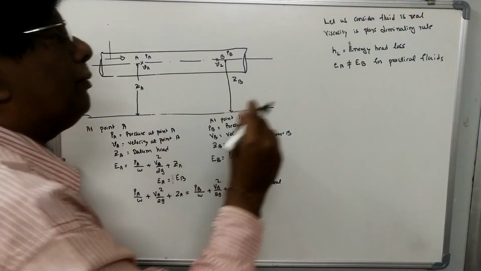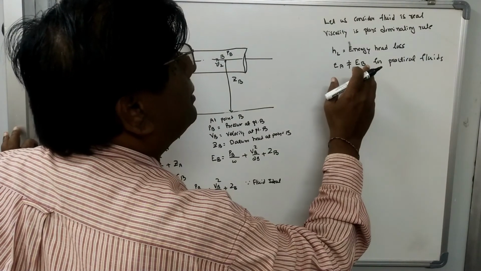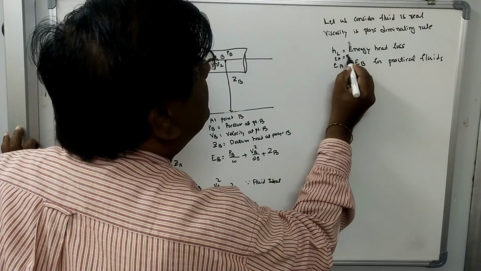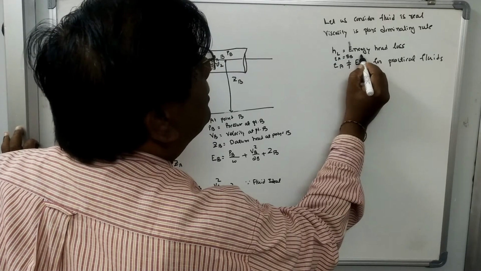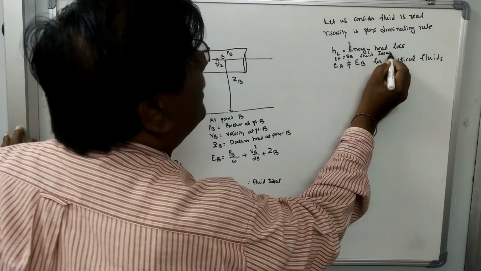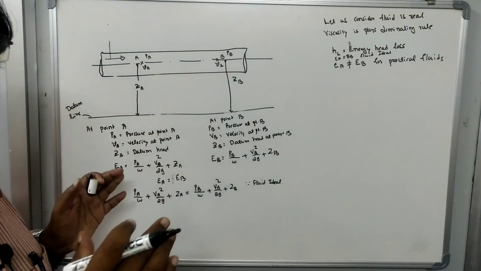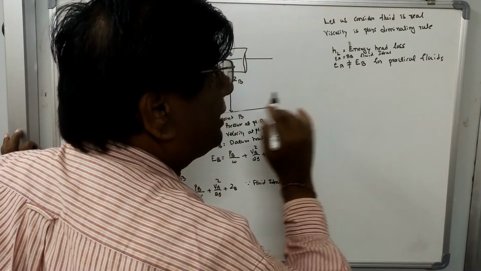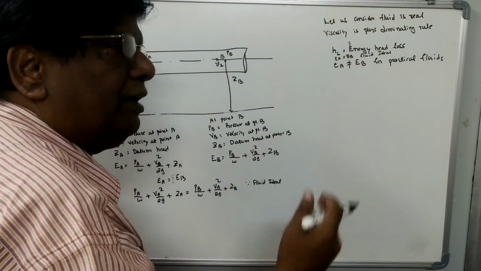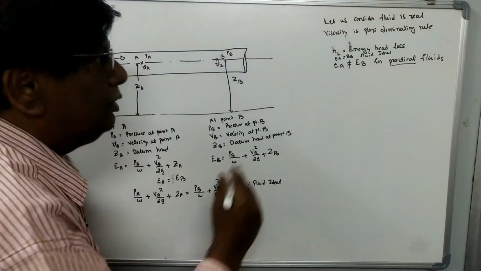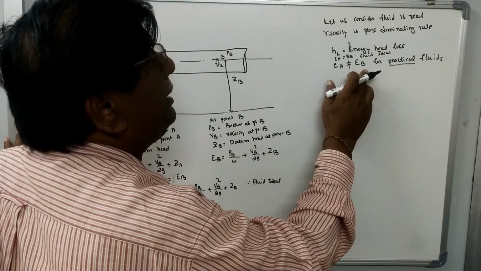So for practical fluids, if EA is equal to EB, it means the fluid is ideal. But in practice, we don't have any ideal fluid. Most fluids are practical fluids, and we are dealing with water. So water is a practical fluid, not a theoretical one. So EA is not equal to EB.